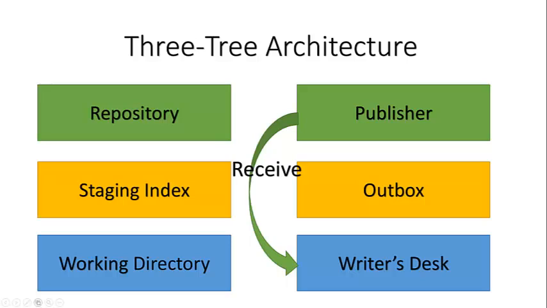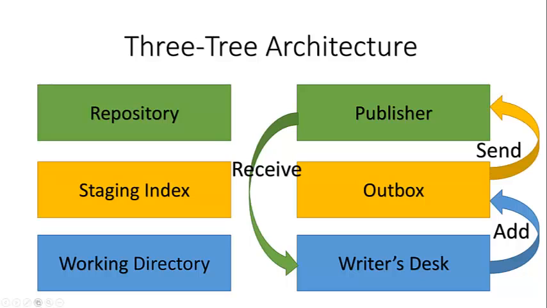So the outbox and the writer's desk are on your property, while the publisher is a separate, foreign place somewhere else where you can't just go and change something. The publisher says, no, you sent me it, it's stuck here. You can add something new to it, but you can't just change what you did. And we'll talk about that in a bit. But an add works the same way. If you add something to the outbox, and then a commit, a send, goes from the outbox to the publisher.